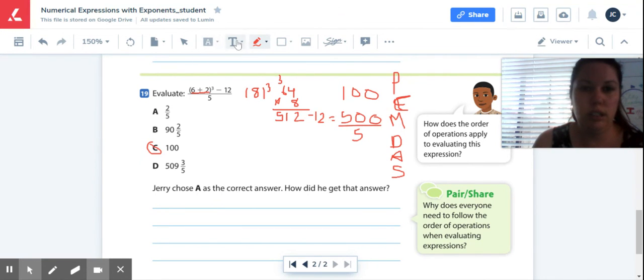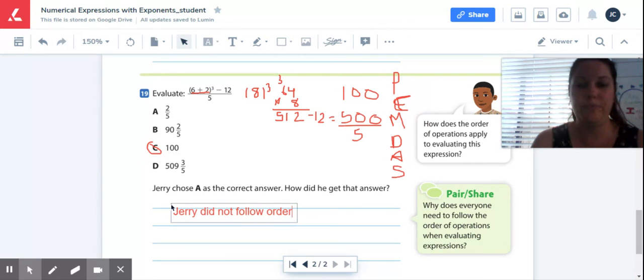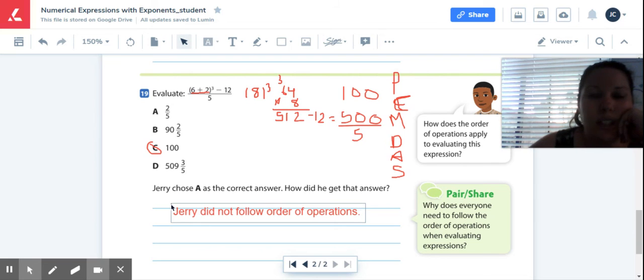So let's do my text box here. And let's say that Jerry did not follow order of operations. I'm trying to think, maybe what did he do to get 2/5? Let's see. Maybe he didn't do what's in parentheses first. Maybe he did the exponents first.